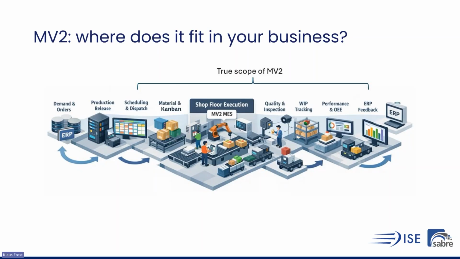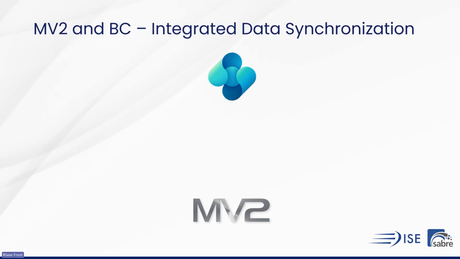So as you can see, there's quite a bit of capability above and beyond what most people think of when they just simply talk about shop floor execution and where MV2 MES lives, if you will. When we take it one step further and we talk about that data integration or synchronization with Business Central, what we see there is Business Central at the top, and MV2 at the bottom. So roughly 12 and 6 o'clock, or 12 and 6 on the hands of a clock.